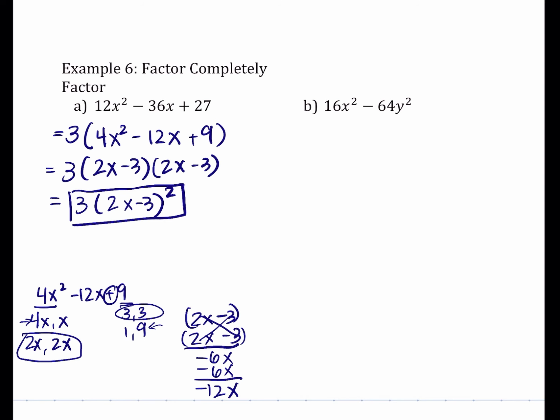Okay, for letter B on our last example, what I want to do is actually look at these and see, is there anything else I can factor out to make it a little bit easier for me to factor? So 16 and 64, they're actually both divisible by 16. So I'm going to factor out 16, and then it's going to be way easier for me to factor. I'm left with x squared minus 4y squared.